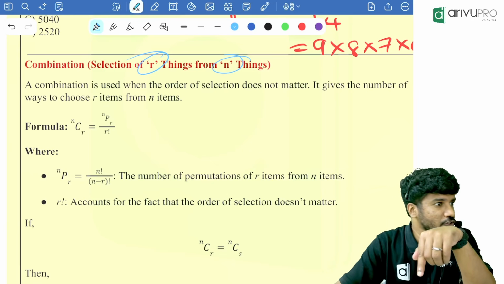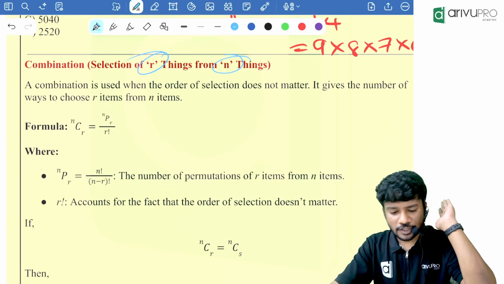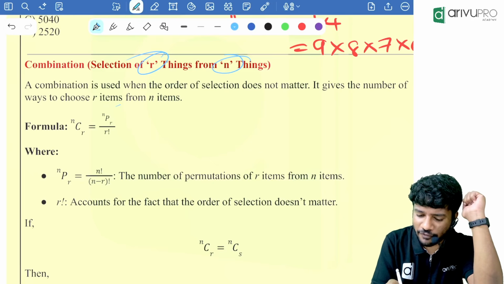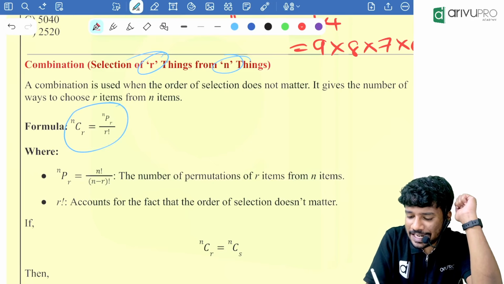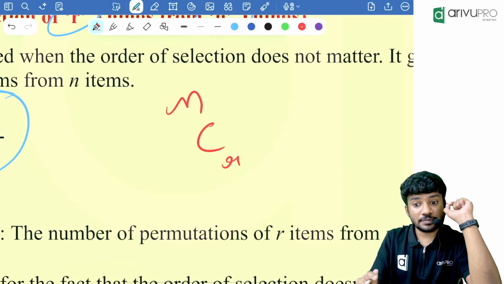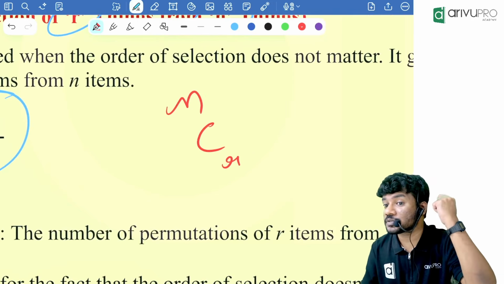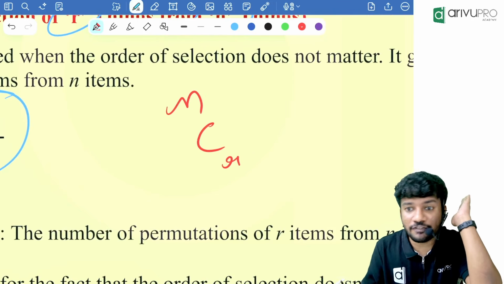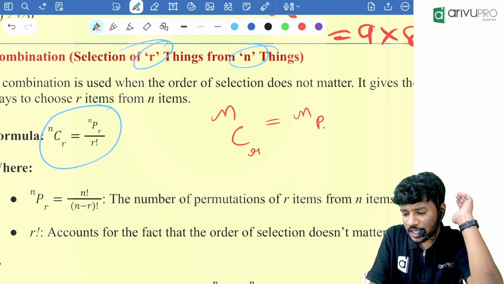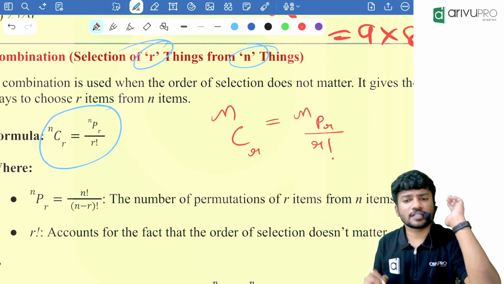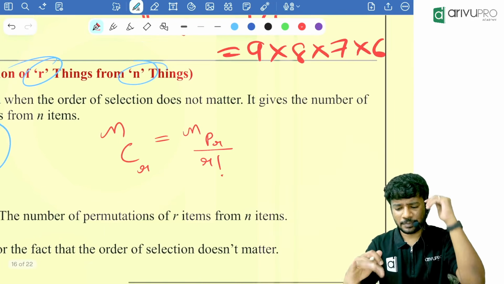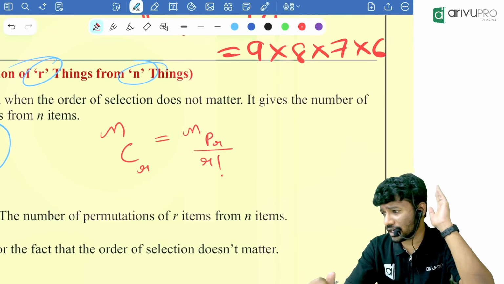So that's what we are going to study in combination. In order to find the number of ways of selection, we have a formula called NCR. How will you read it? R items taken from N items, in how many ways. Now the formula is very easy to write. It is like this: NPR divided by R factorial. You can write it that way also. NPR formula we already know. Basically what it means is after selecting, we are arranging.